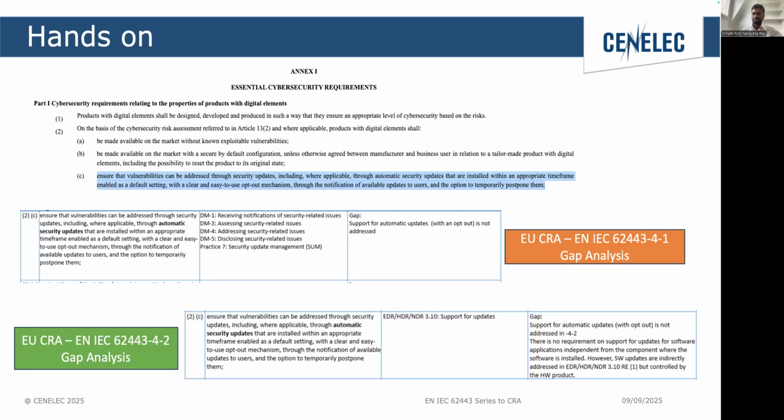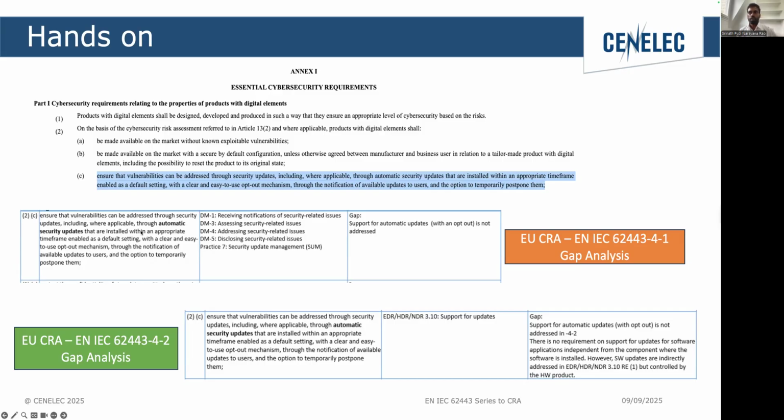Let's just do some quick hands-on practice. Let's do one requirement so that we understand what we actually did to generate this A11 document. This is one of the annexes, and I took an extract from the official website. There is a requirement saying that vulnerabilities must be addressed through security updates, including through automatic security updates installed in an appropriate time frame, enabled by default, with an easy opt-out mechanism. So this requirement says it has to be an automatic security update, and also the user or the manufacturer can have the ability to opt out. If you don't want the automatic updates, you are able to choose that. This is one of the requirements of the CRA. Now we have to compare this with what we have in the existing 4-1 and 4-2.